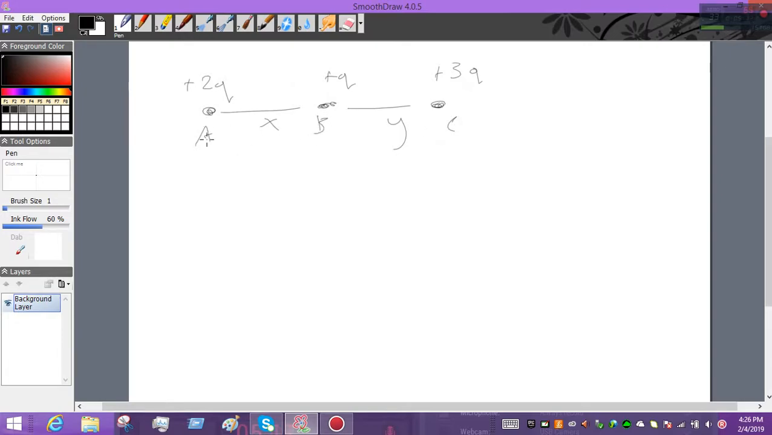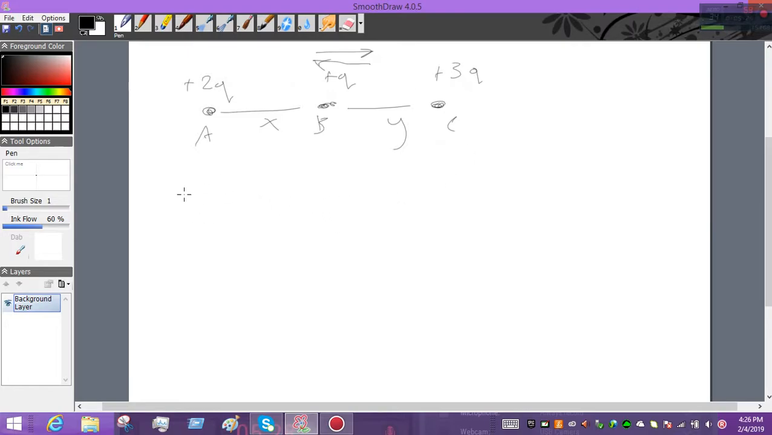So the repulsive force from charge A to charge B must equal the repulsive force from charge B to charge C, because the A to B repulsive force is going to be to the right, whereas the B to C repulsive force is going to be in the left direction. So what we can do is set these equal to each other and solve.